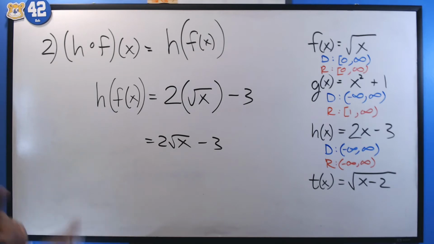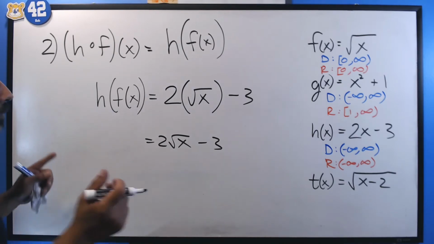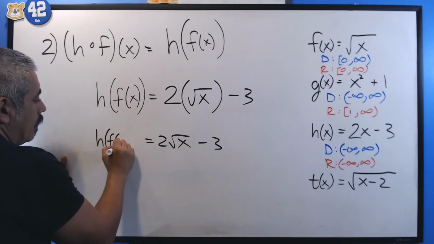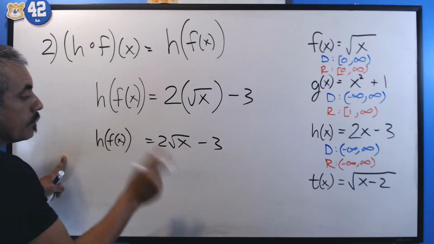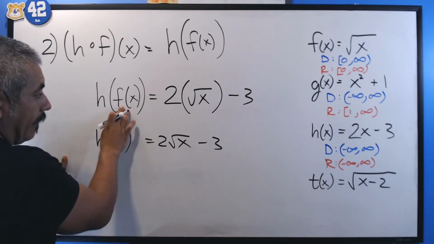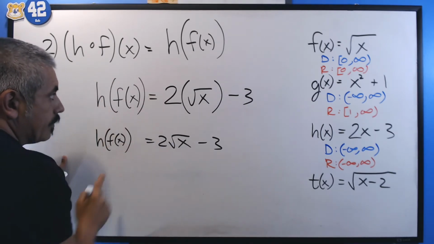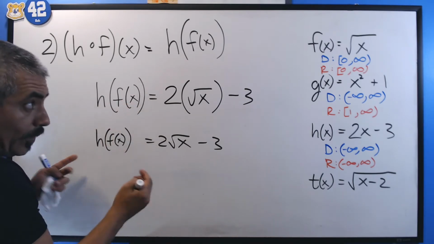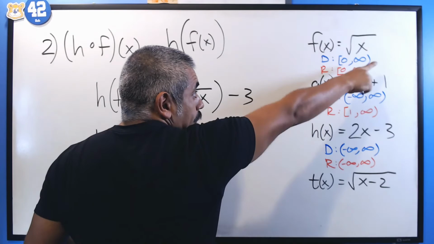We know that the domain of h of f of x has to be the domain of f of x, because this function, f of x, is going to be applied first. So we need to make sure to know what the restrictions are here. Well, we know the domain of f of x is going to be from 0 to infinity.